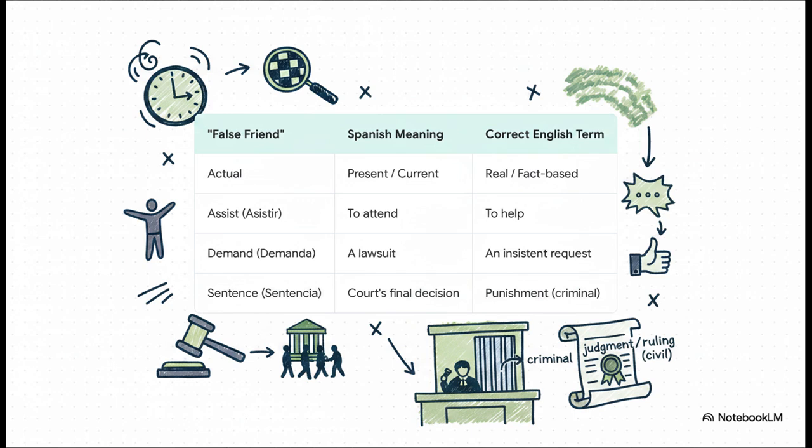Now, this last one, pay close attention because this is a big one. In Spanish, sentencia is the final decision in any court case, civil or criminal. But in English, a sentence is only the punishment given in a criminal case. The decision in a civil case is called a judgment or a ruling. Using sentence for a civil case is a huge mistake.